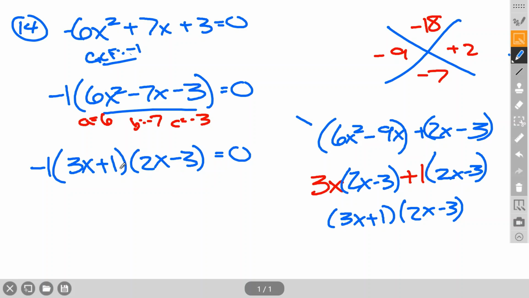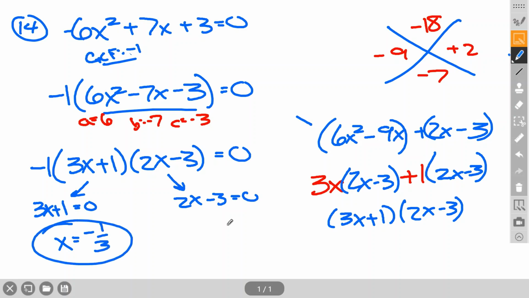All right, so each of these factors provides me with a solution by figuring out what x value makes them equal to 0. And I have a solution negative 1/3, and I have a solution 3/2. And those are my two solutions to the problem, or the two roots, the two zeros, etc.